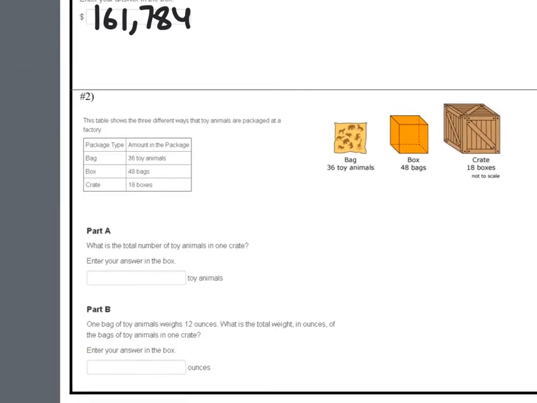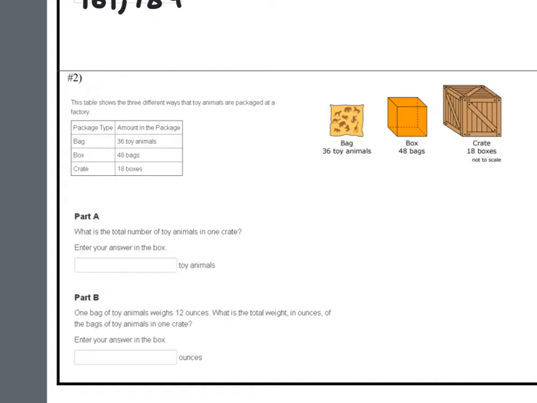For number 2, it says this table shows the 3 different ways that toy animals are packaged at a factory. So if you look at the bag, they can fill 36 toys in one bag. And then once they put inside the box, you can put 48 of those boxes inside one box. And then in a large crate, you can fit 18 boxes.